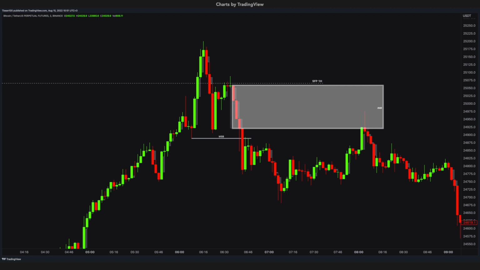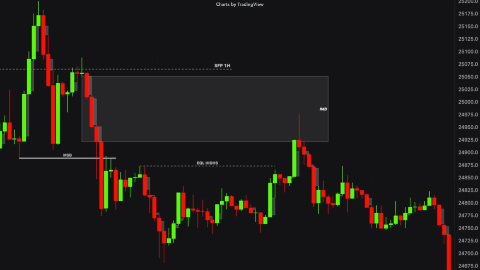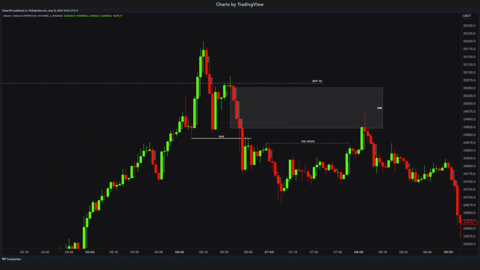This gives me clear ideas about where the price should pull back and fuel up before its major downwards movement. I also see the equal highs up there. This is even better. If the price wants to move down, it needs to fill up first. This equal high and imbalance combo will be a great fuel station for our ride.